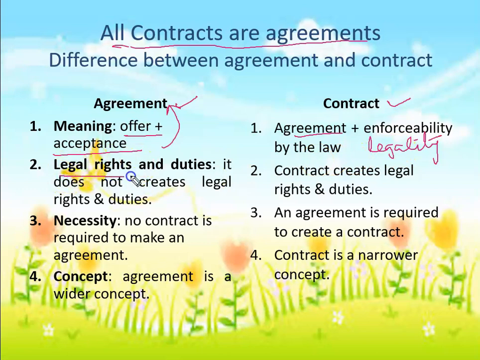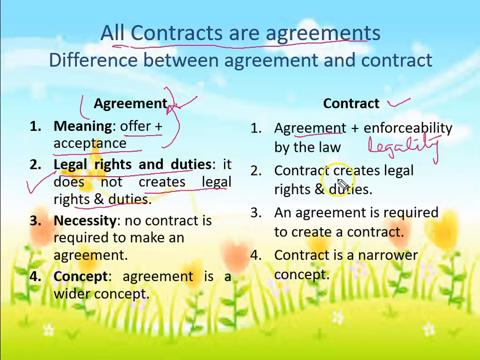When we talk about legal rights and duties, the agreement never creates any legal rights and duties. Why does it not create? For example, you make a family agreement or you make an agreement with your friend. Say your mom asks you to buy something from the market and you say yes to her, and later on if you do not buy, will she go to the court and file a complaint against you? No. Why? Because it was an agreement only. It was a family agreement. It was a social agreement. So therefore the agreement does not create legal rights and duties.